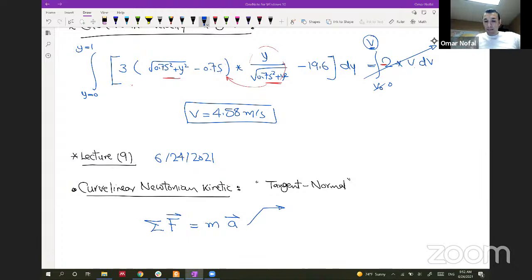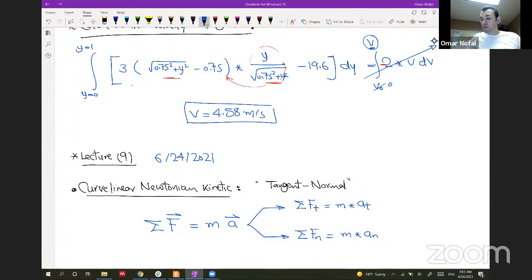So the mass multiplied by the acceleration. If we are talking about tangent and normal, we will be solving our problem in the tangent and normal directions, so this will have two components. The sum of forces in the tangent direction is the mass multiplied by a tangential, and the sum of forces in the normal direction is the mass multiplied by the normal acceleration.